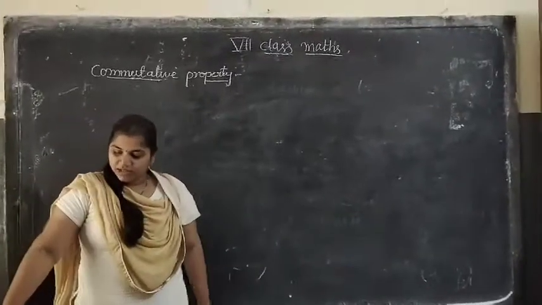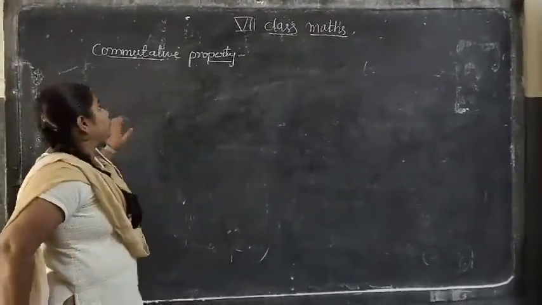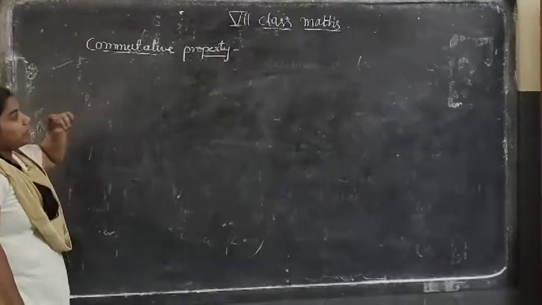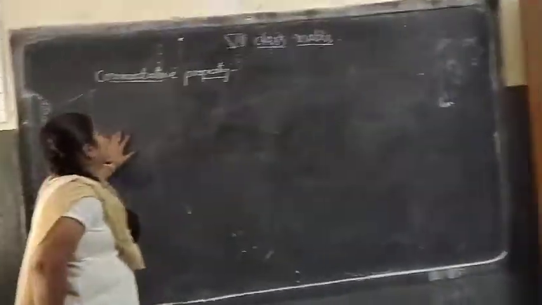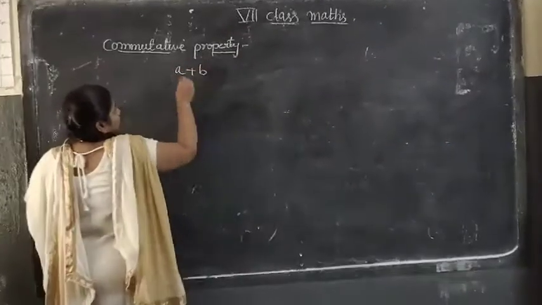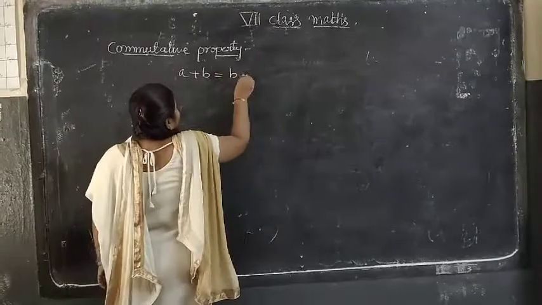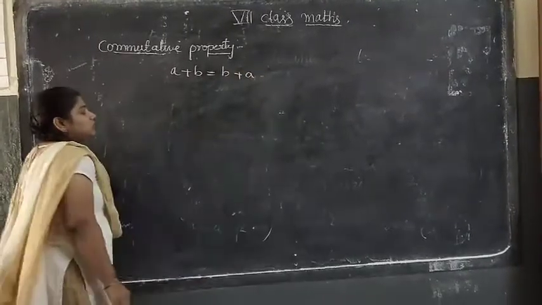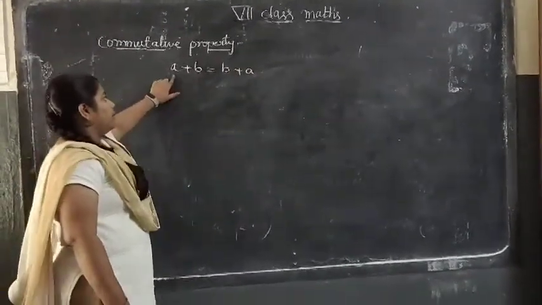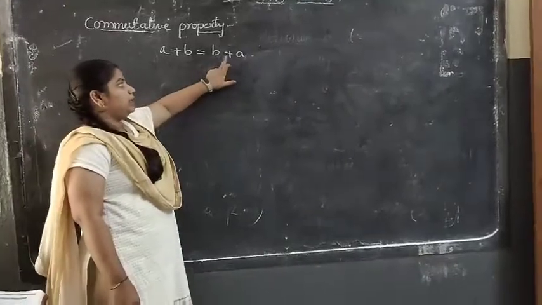Good morning. In the last class, we learned about the closure property under integers. Now let's look at the commutative property. What is the commutative property? If you take any two integers and reverse them, the result should again be the same. What is the general form for that? A plus B should be equal to B plus A.